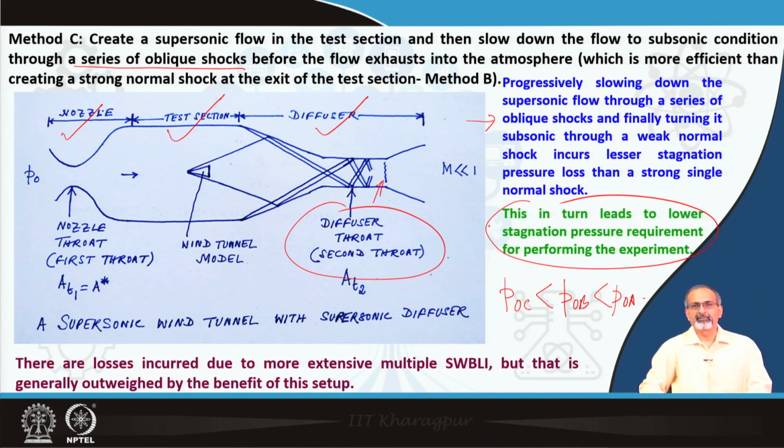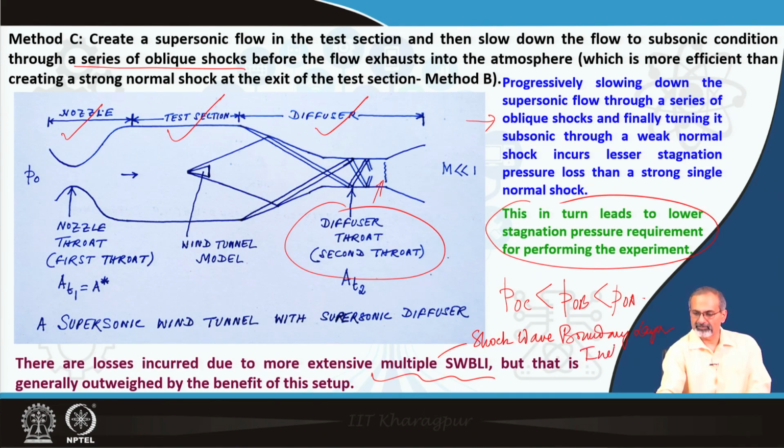When the shocks interact with the boundary layer formed on the walls of the wind tunnel, we know that there could be multiple shock wave boundary layer interactions, and they are also sources of losses in the flow, but nevertheless overall this method is turning out to be the most efficient.